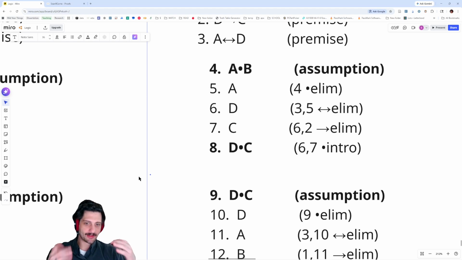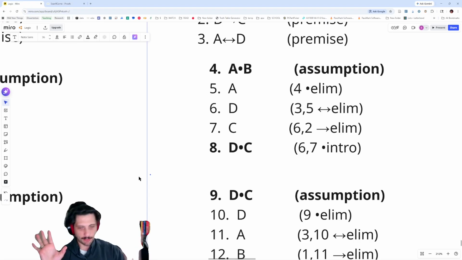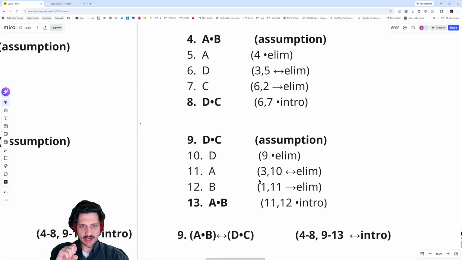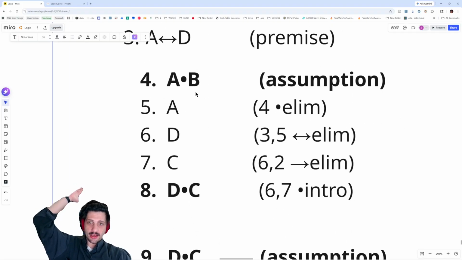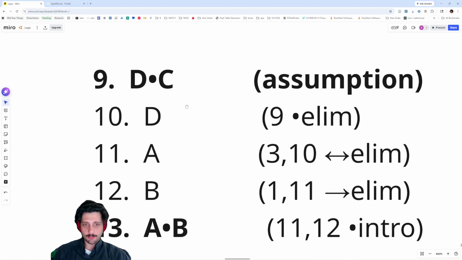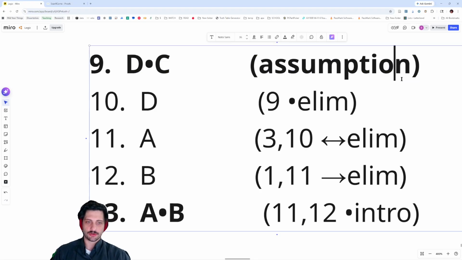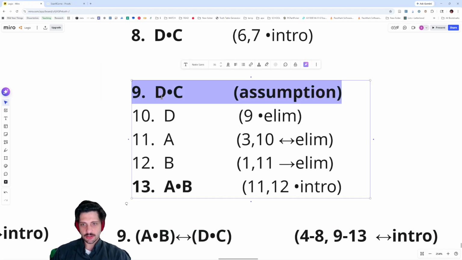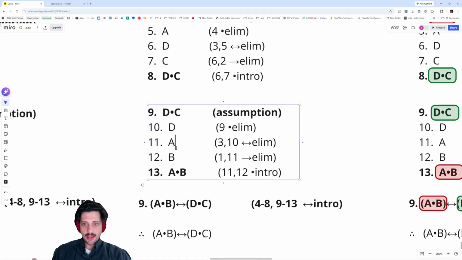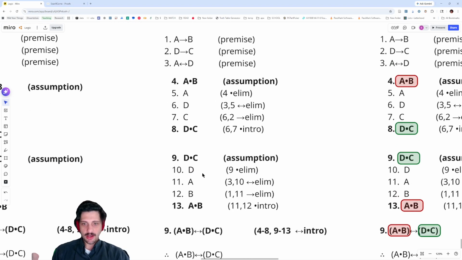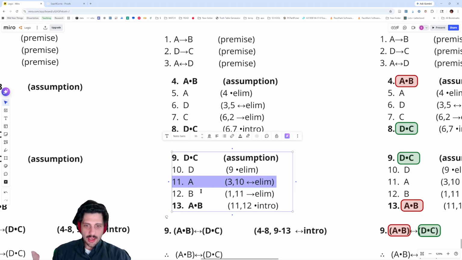Doing this on paper, it's classically important to make sure you draw lines to say, okay, the subproof has ended here or something like that. But the idea is now with our second subproof, we've set aside the original assumption, right? We're not pretending anymore that A and B is true. Instead, in the second subproof, we're going to pretend that D and C are true. And then, based on D and C being true, I can get that D is true. Based on D being true and premise 3, I know that A is true. And based on 1 and 11, I can get B.